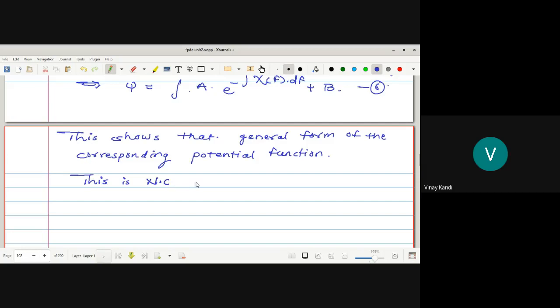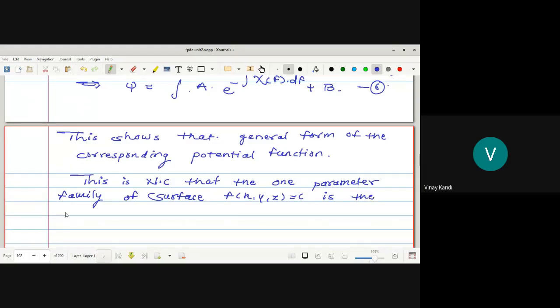So this is the necessary condition that the one parameter family of surface small f of x, y and z is equal to c is the family of equipotential surface.